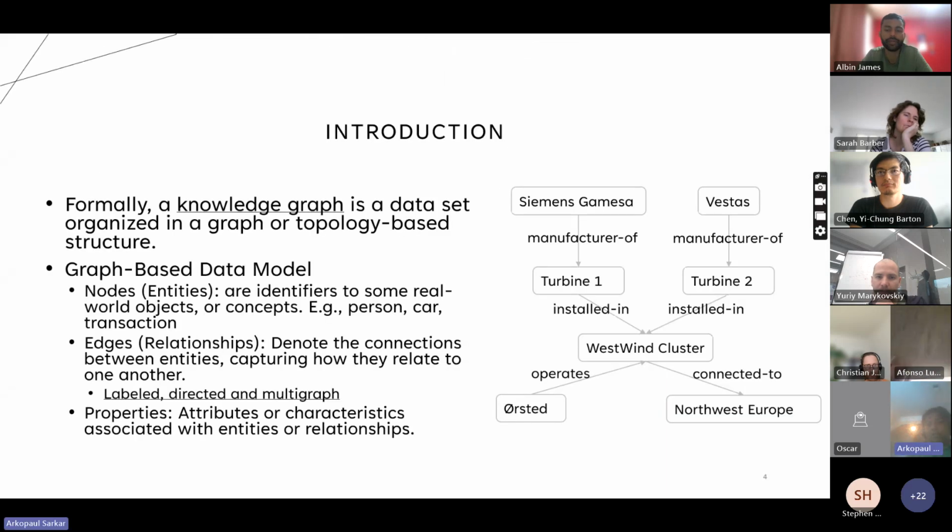So what is KG? Basically, KG is a new way. I mean, it's not new anymore, it has been there over 30 years, but it's a way of representing data using a graph structure. So what is a graph? A graph is basically a collection of nodes and edges. But when we use this graph structure for representing data, we use the nodes to denote different entities in reality, like a person, a car, any transaction, whatever. And the edges denote the relationship between them.